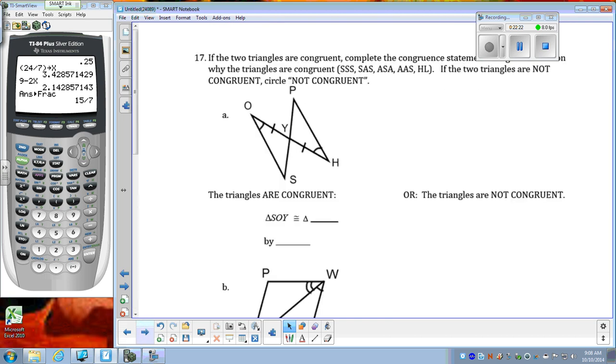Now I get to my favorite part: how to show that two triangles are congruent. Remember, I can only use one of these. Those are the only ways to prove triangles congruent. If I don't have one of those, I don't have any congruent triangles.